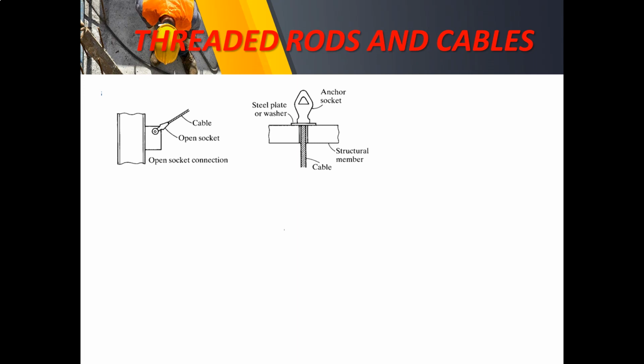So this is the detailed anchorage wherein we have here the open socket, okay, that is serving as a lock system on the hole. So there will be the presence of a steel plate or washer, and this is being drilled through the structural member.